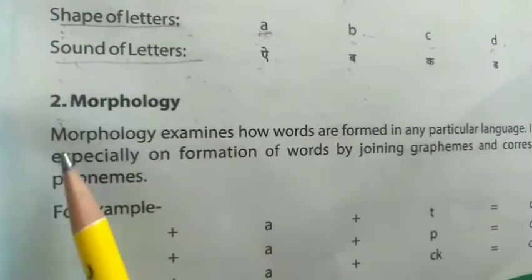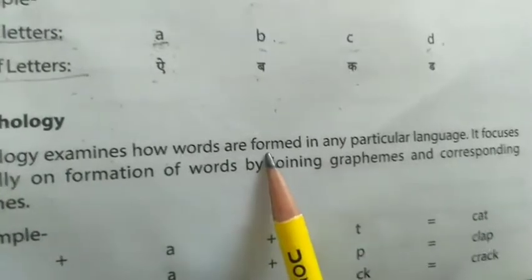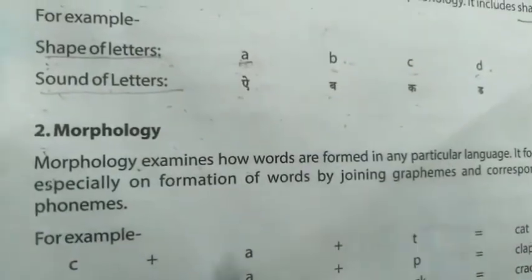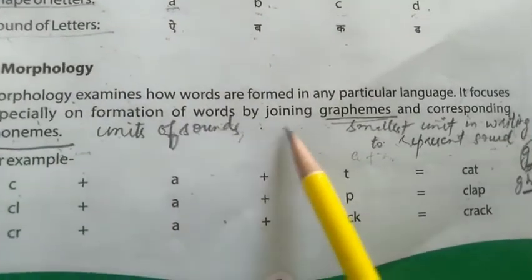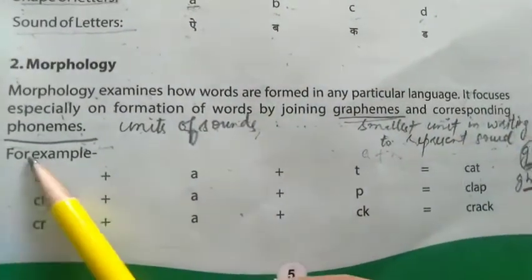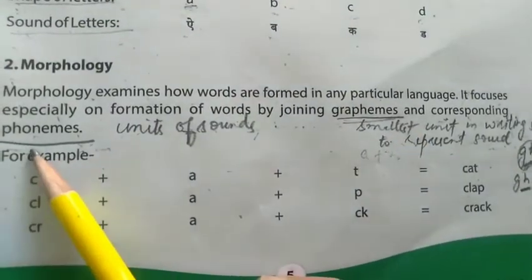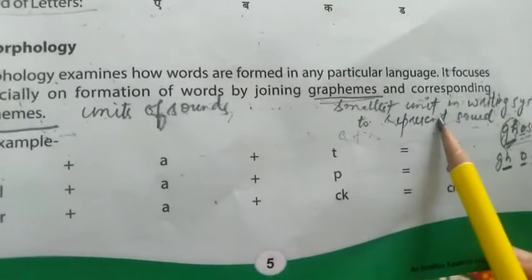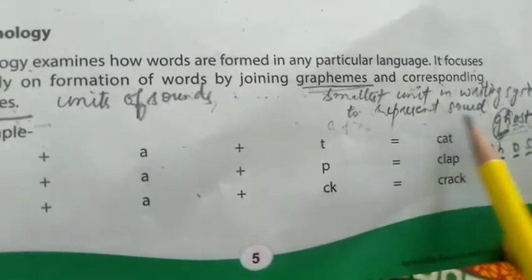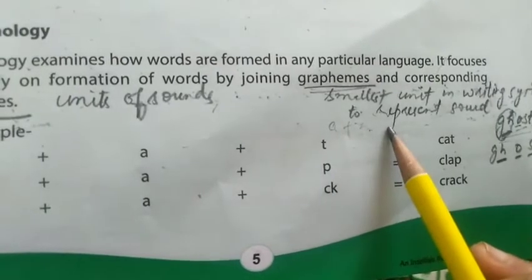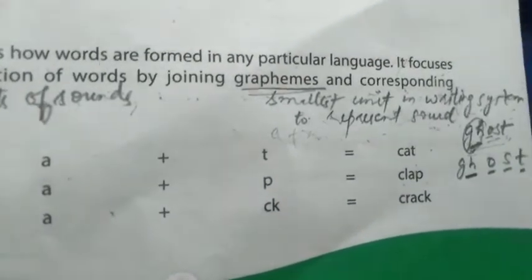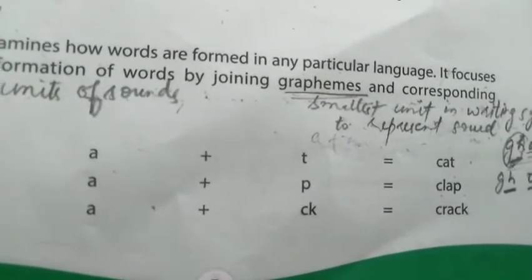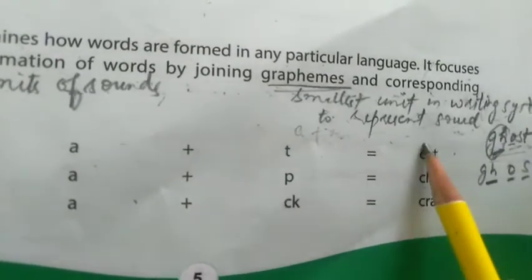Morphology examines how words are formed in any particular language. It basically deals with the formation of the words in the language. It focuses especially on the formation of words by joining graphemes and corresponding phonemes. So we need to know what graphemes are and what phonemes are. Graphemes are the smallest unit in a writing system to represent sounds. Whatever letters or alphabets we write like A, B, C, D, all these alphabets have particular sounds. So these are the smallest units, whatever word we write. Those letters in the words give us sound.